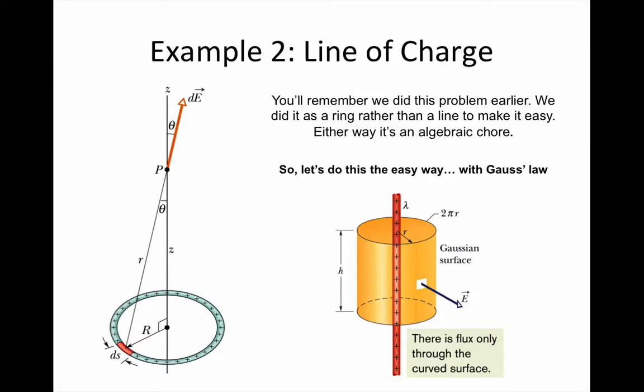The second example we'll do will be to work out the electric field due to a line of charge. Now you remember we did this earlier, and we did it as a ring rather than a line to make it easier. Because with the ring, every point on the ring is an equal distance away from the point P. But this is a much easier way to do it when we use Gauss's law.